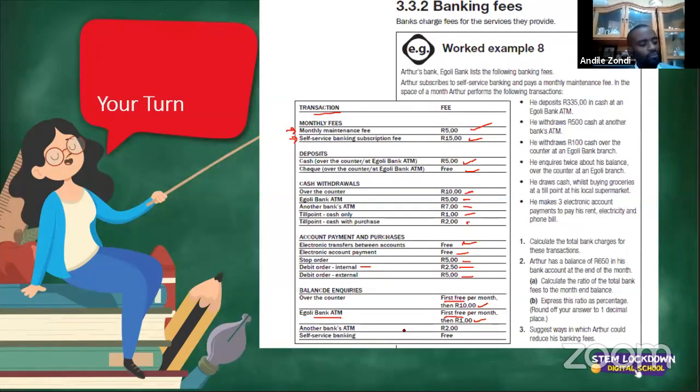Okay, 2 more before I let you be. Okay, another bank's ATM, right? Using it, maybe you're FNB, you're using ABSA or any other bank to check your inquiries. You're paying 2 rands. For self-service banking, right? All this is free, right?